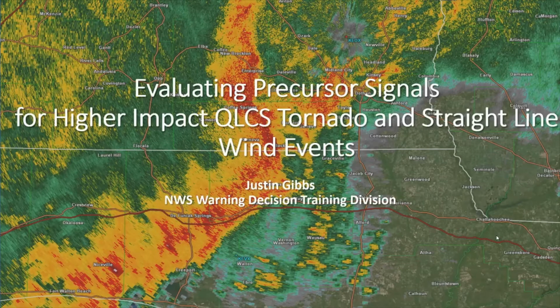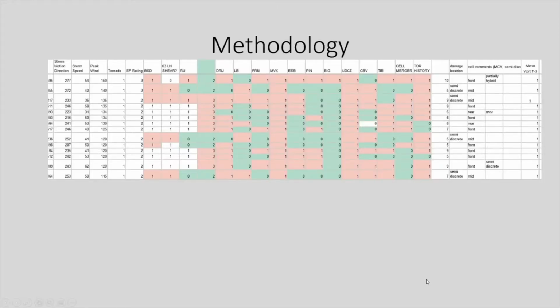I'll be discussing my work today on evaluating precursor signals for higher impact QLCS tornado and straight line wind events. What I've been working on is getting a database established and then doing analysis of QLCS events that produce some degree of straight line wind damage, 60 mile per hour winds or higher being severe, but also cases that produce tornadoes and more significant straight line wind events.